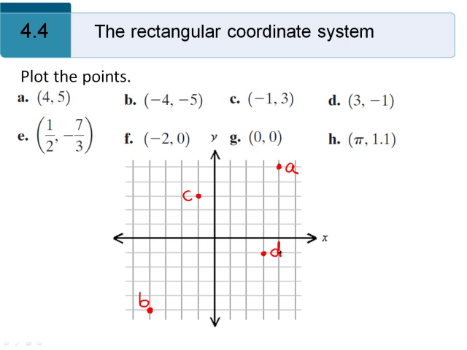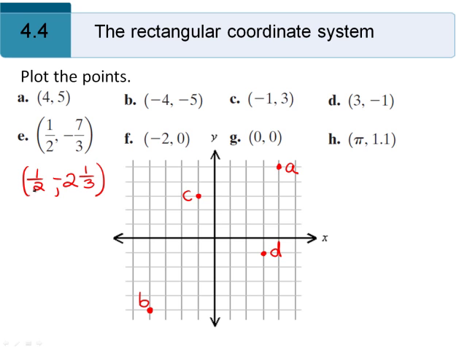Now, E is kind of a pain. You've got (1/2, -7/3). Well, 1/2 is not that bad, because you just go over halfway between the 0 and the 1 on the x-axis. But for -7/3, what I would do is change it to a mixed number. 3 will go into 7 two times. That would be 6, so there's still 1 left over. That would be -2 1/3. That way you can think about what whole numbers it's going to go between. That's what you need to see.